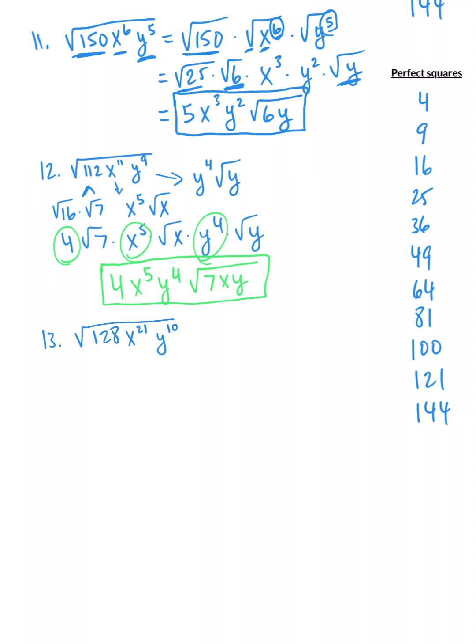Let's look at one more type of this example, and then we'll move on to adding and subtracting and multiplying. So we're going to simplify the square root of 128, x to the 21st, y to the 10th. So you can take a calculator and divide 128 by several of these even perfect squares and see what the biggest perfect square is. So hopefully you found 64. 128 is 64 times 2.